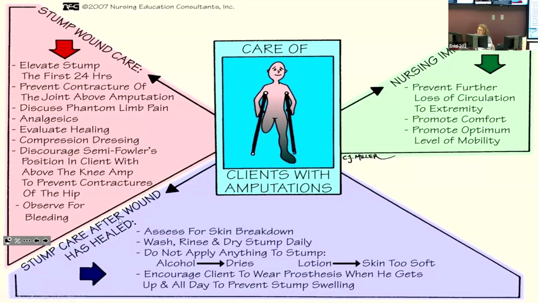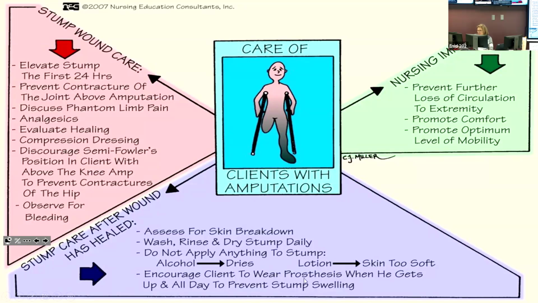So aftercare, you're going to want to assess for skin breakdown. You're going to want to keep the stump clean and dry. Don't apply anything to the stump. No alcohol to dry it out, and no lotion or anything like that, which makes the skin too soft. Antibiotic ointment, none of that.